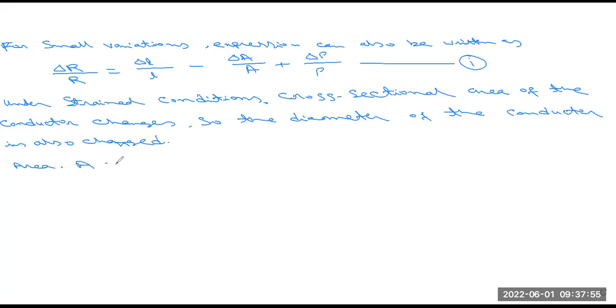The area A is equal to pi by 4 D square. Now you take the derivative with respect to the surface S. So we express delta A by delta S, which is equal to 2 into pi by 4 into D, into delta D by delta S. We have taken the derivative of this equation, where the area A is equal to pi by 4 D square.